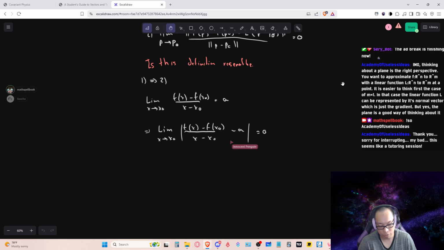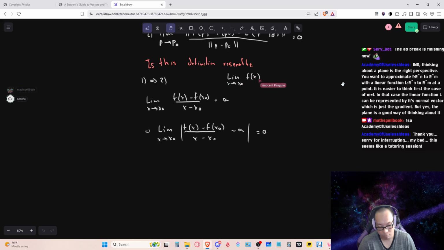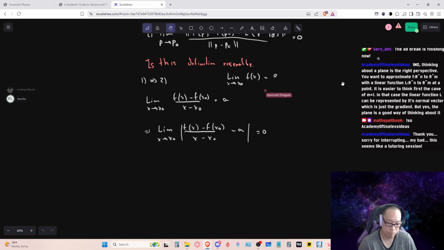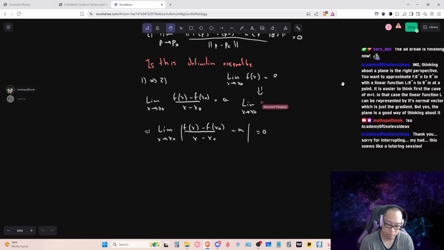So where did the absolute values come from again? This is just the fact that if you have, for example, the limit of something, maybe we can call it f of x, equal to, I don't know, b. Maybe you can say 0 to be exactly in the case we are. This implies that the absolute value of this will also equal 0.